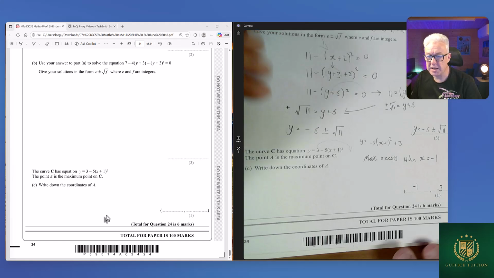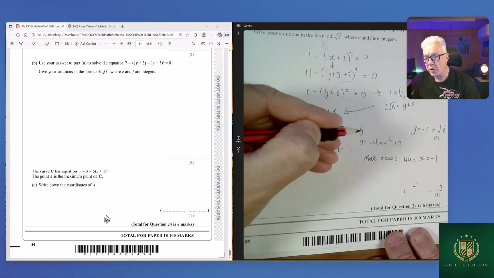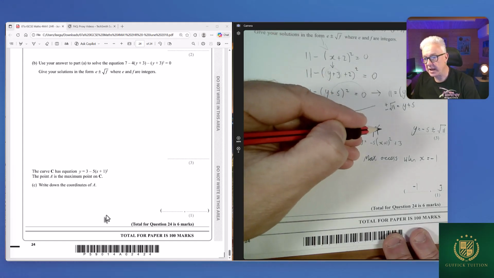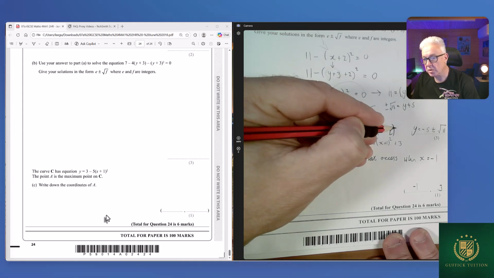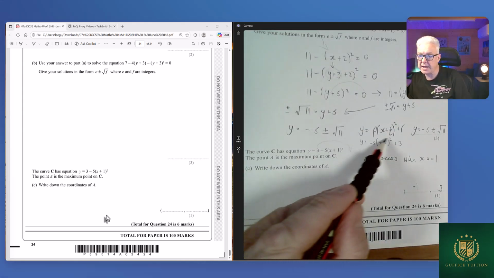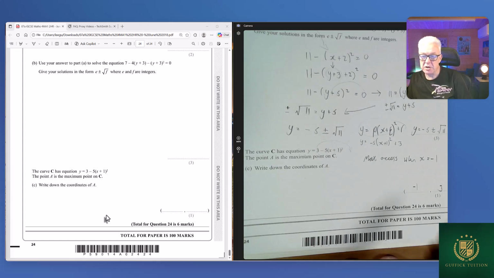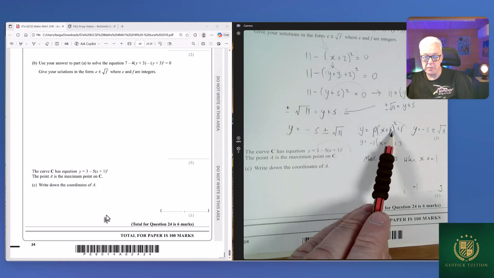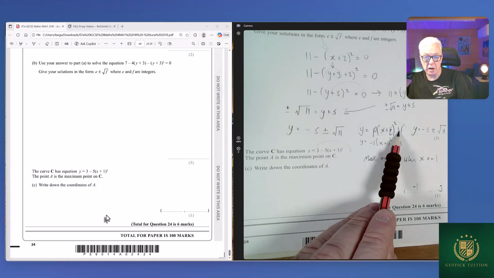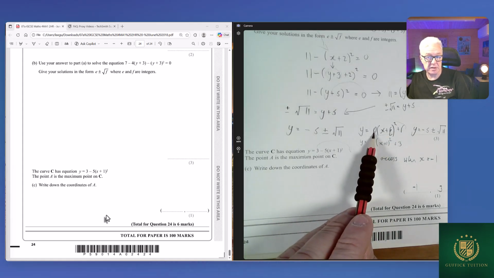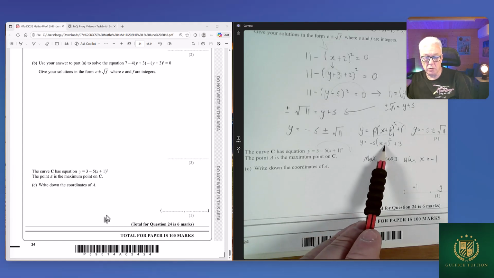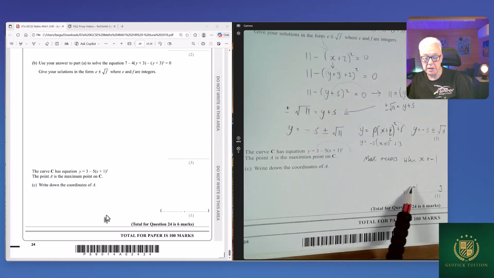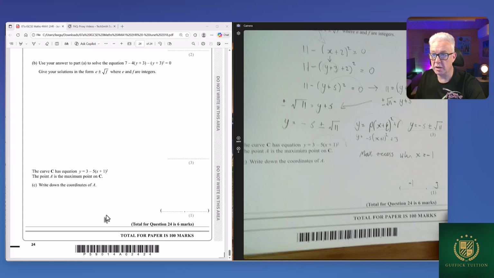The reason I've done that is because this is now more in the form that we're used to seeing, p (x add q) squared add r. You might remember that when something is in this format, the coordinate of the maximum or minimum is given by minus q and r. It doesn't matter what's going on outside there. So our coordinate is going to be minus 1, so change that sign and keep that one the same. So minus 1, 3 is the coordinate of our turning point.